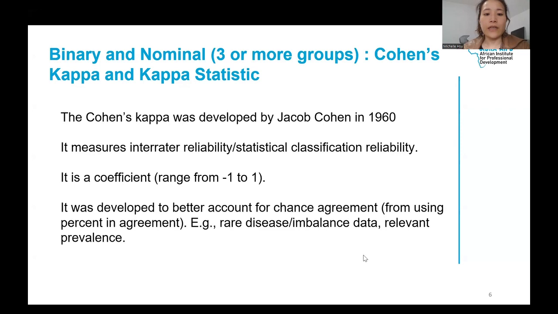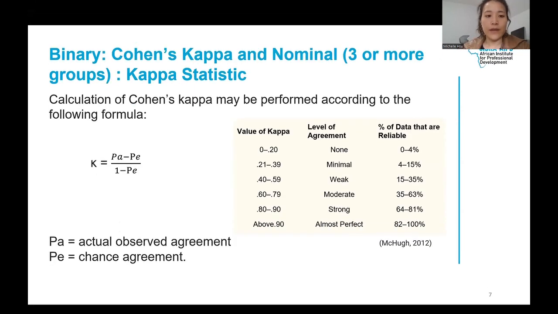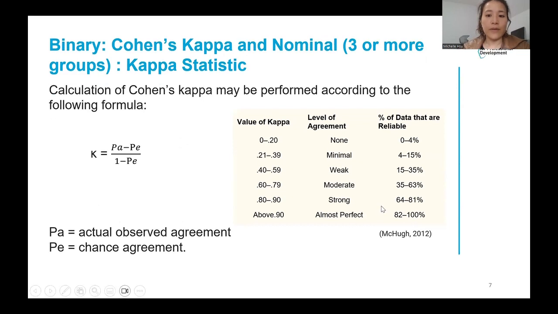Like most other correlation statistics, the kappa can range from -1 to +1, right? -1 means there's no agreement, +1 means there is perfect agreement. So Cohen's kappa is a robust statistic useful for scenarios where data is imbalanced, right? To look at an example here, you can see that we have a reference table from McHugh's 2012 paper, and the formula for kappa is the difference between the actual observed agreement and chance agreement, divided by 1 minus chance agreement.